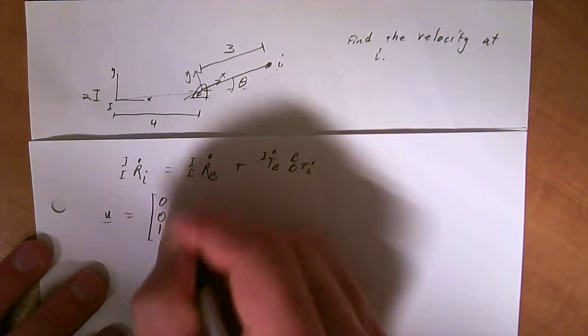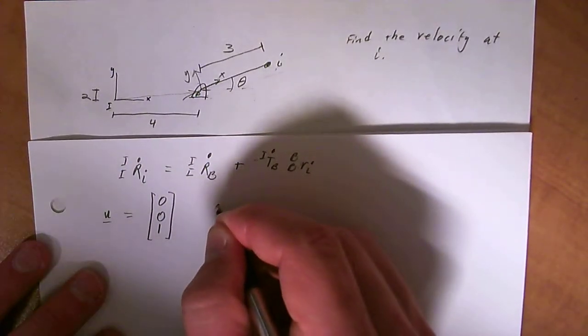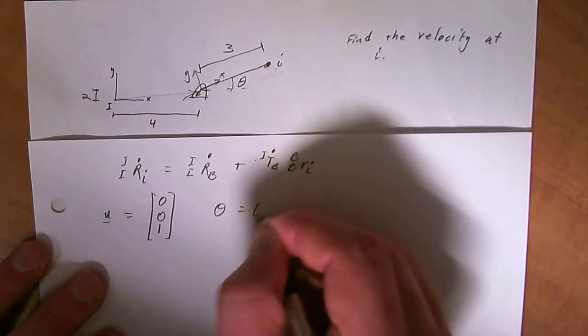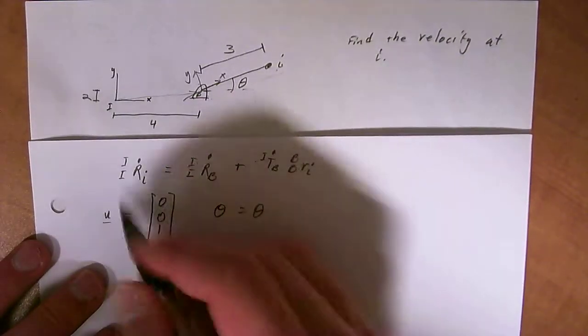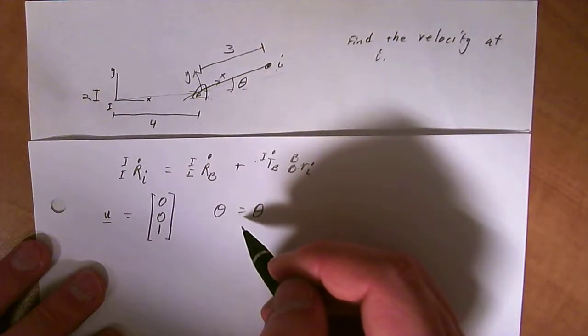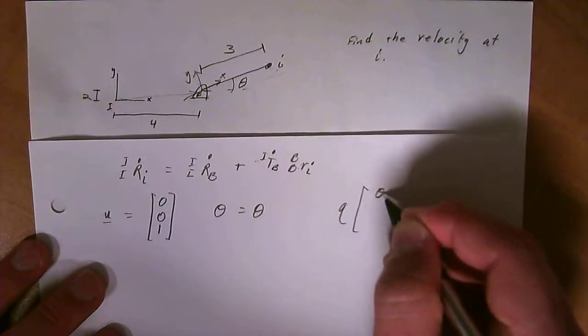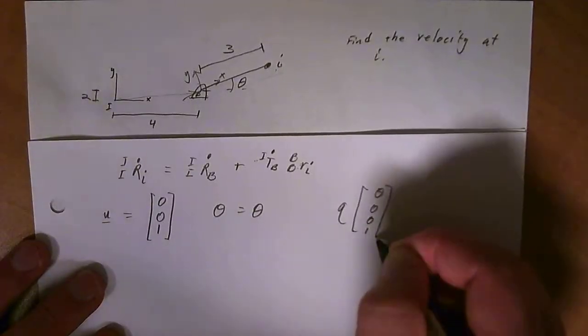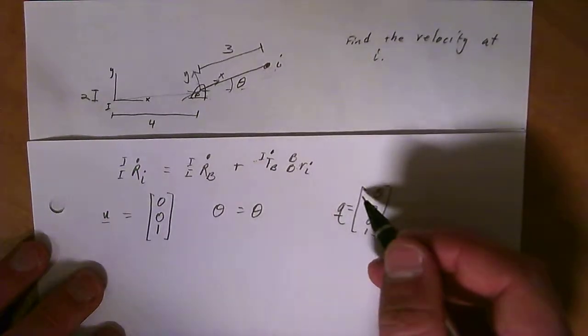Hopefully you've been introduced to quaternions. I'm not going to do the introduction here in this video. I'm basically just going to work through this problem. And then theta is going to be equal to theta. This is the angle of rotation, and this is the axis of rotation that the angle occurs about. And basically you have your quaternion, which is going to be equal to theta, 0, 0, 1. And that's your quaternion, if that's how you've seen it before.